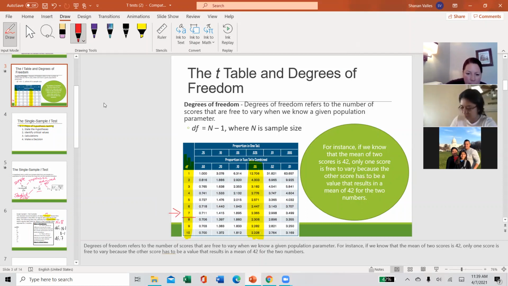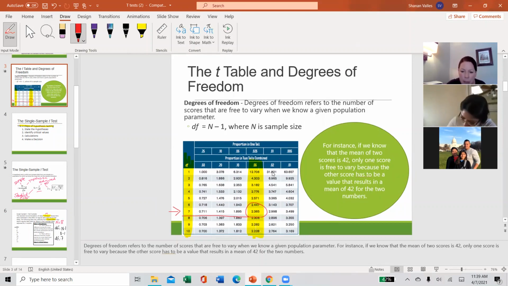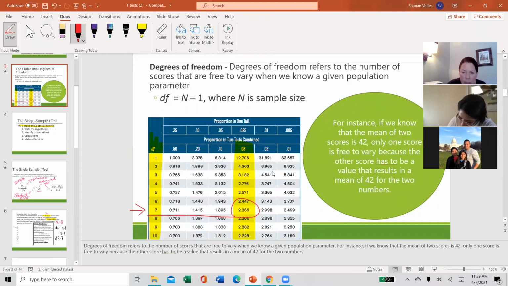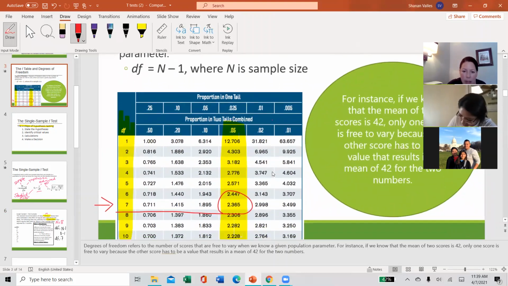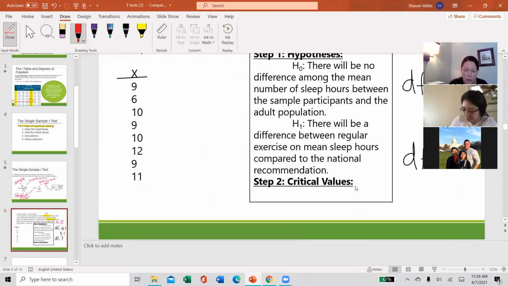And we're gonna slide our finger over to this column. And so that is going to be our critical value there, okay? 2.365. 2.365. And so you can write it like this. Oops. So plus or minus 2.365, okay, are our critical values.